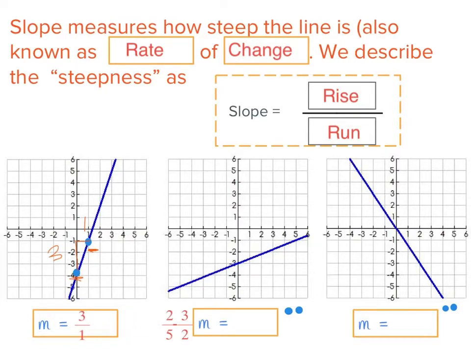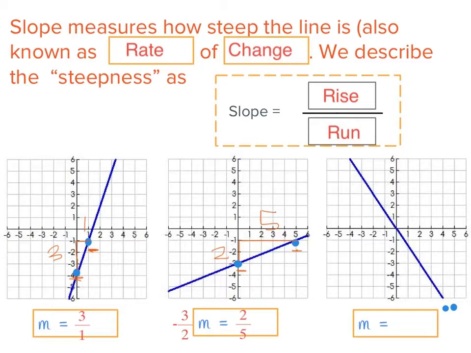So let's try this again. I need 2 nice points, so I see that this line is crossing the y-axis at (0, -3), and another point at (5, -1). Now I have to determine how I'm going to get from this first point to the second point by using the formula rise over run. So I need to rise 2, and I need to run 5. So my slope for this line is m equals 2 over 5.